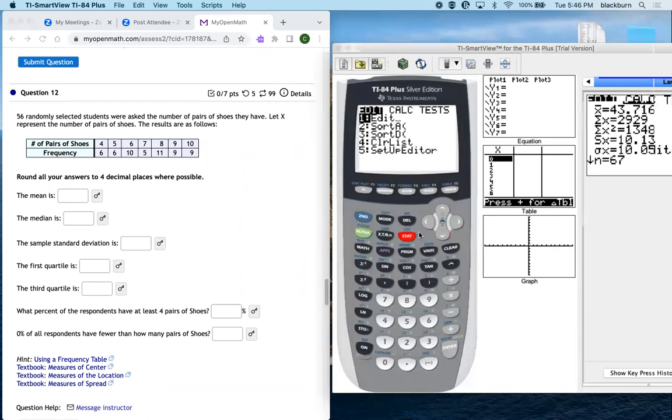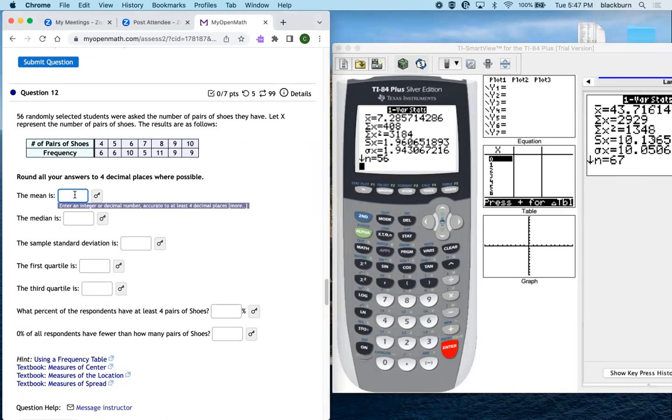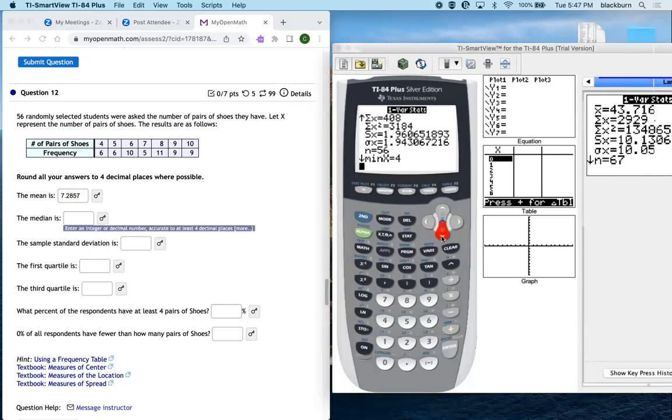Going to stat, calc, 1var, L1's the list, the frequency list is L2, calculate, and we should be able to read a bunch of stuff off of here. So the mean, 4 decimal places. The mean, 7.2857. There's your mean. The median, I'm going to scroll down, find the median is 8.